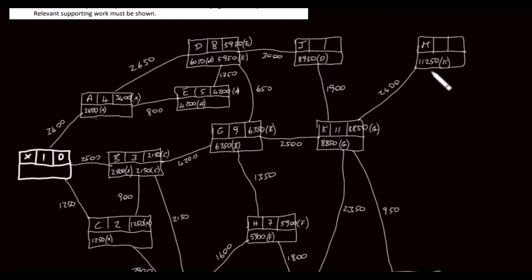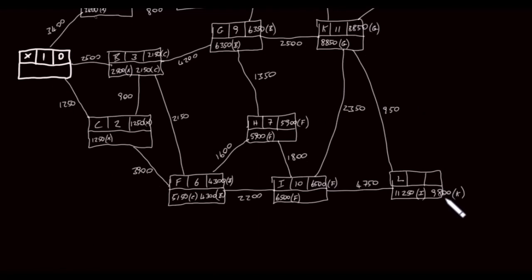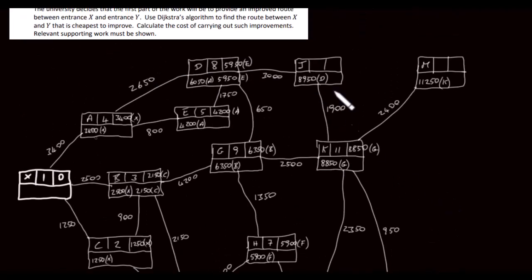So let's see, we have 8,950, we have 11,250, and we have 9,800. So it's going to be this one here. J then is going to be number 12. So J here is number 12, and its value is 8950, which came from D.